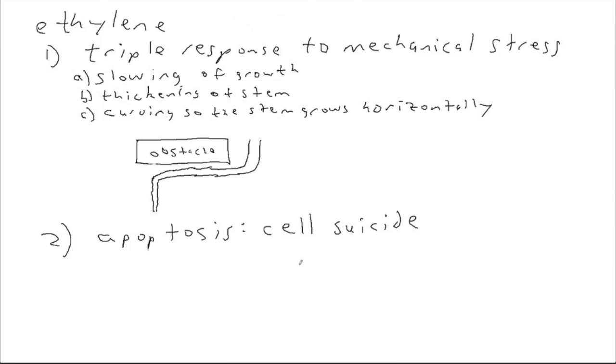Oh, ethylene? That's right. So ethylene is the key hormone here that causes cell suicide. Okay, good. So what are the two functions of ethylene that we've talked about so far?